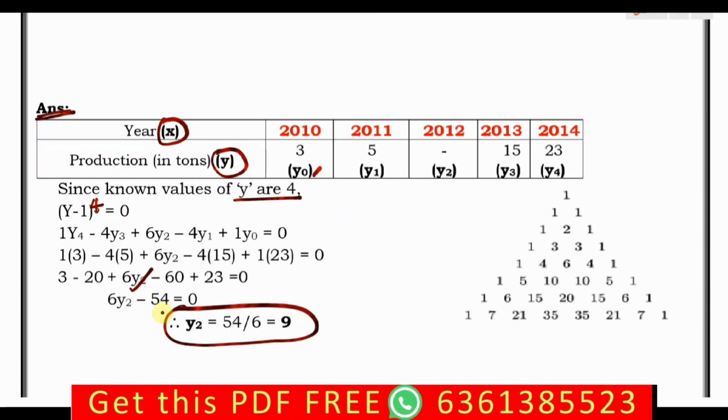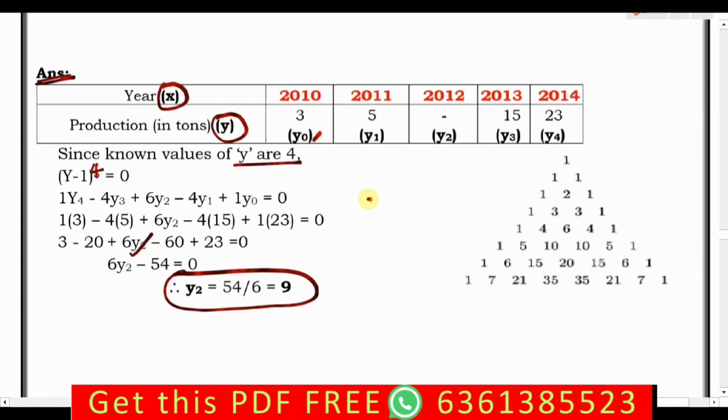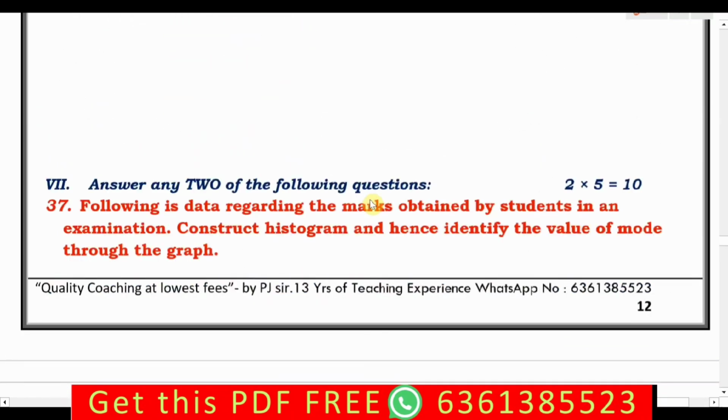If you write this much of the answer, you are going to get 5 marks. That 5 marks distribution may be like this. The binomial expansion of (Y minus 1) to the power 4 will be given 1 mark. Substitution and calculations may be given 3 marks. The final answer written will be allotted 1 more mark.